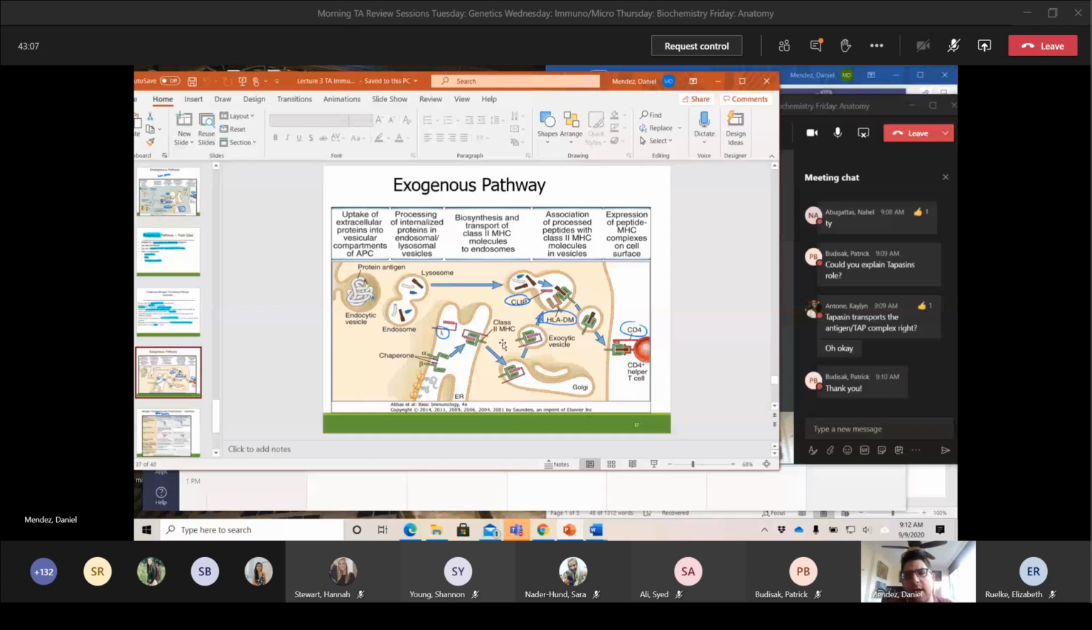Invariant chain allows it to transport. So invariant chain is going to allow the MHC class II to transport from the endoplasmic reticulum into the vesicle, and then the CLIP is going to be the little piece that kind of adds and transports the new antigen or peptide into the MHC class II. So it's similar to MHC class I with TAP and TPASIN, but a little different.